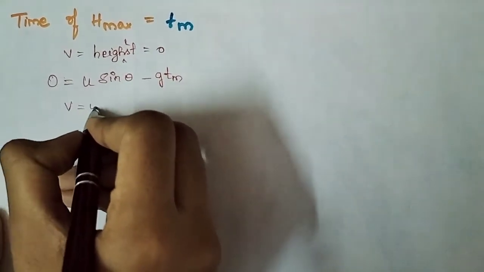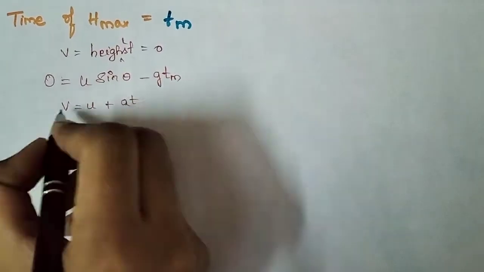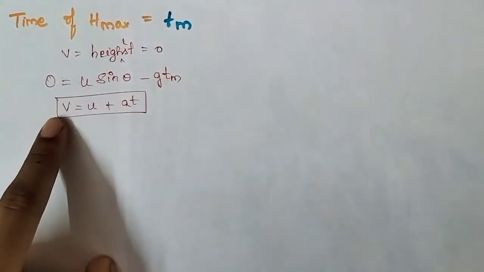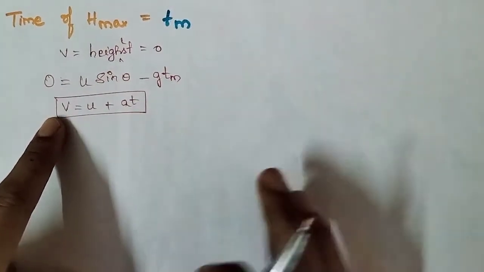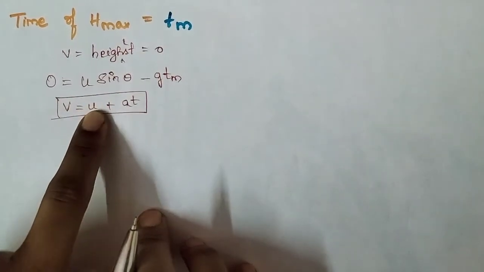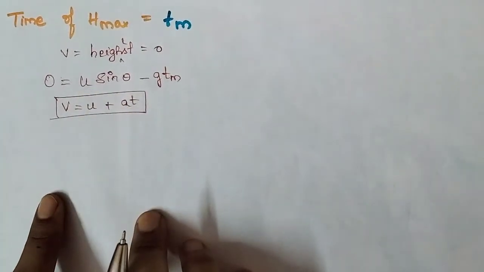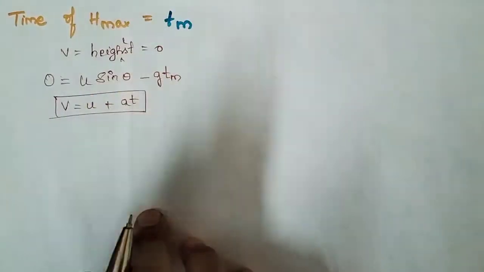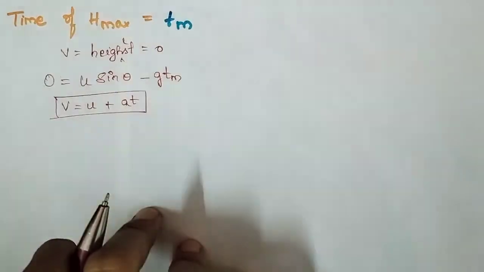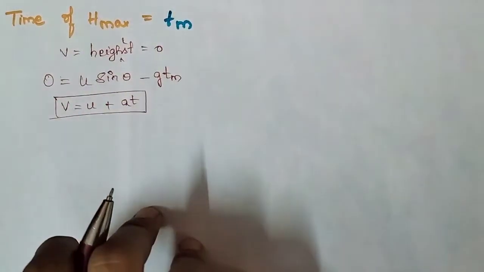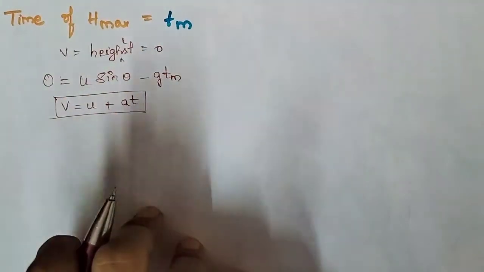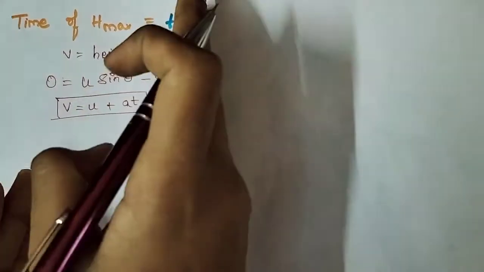See, v equals u plus at. From this equation we have written this. V means the final velocity, at the highest point it is 0. The initial vertical component is u sin theta. Why are we considering only the vertical component over here? Because we are considering only the vertical height. We are not disturbing the horizontal component. We are considering only the vertical things, that is the time taken to reach the maximum height.